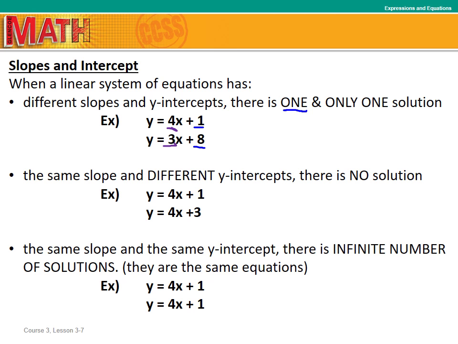When we have the same slope and different y-intercepts, there is no solution. If we see the same slope but different y-intercepts, those are actually going to be parallel lines, so they will never intersect. Last but not least, if we have the same slope and the same y-intercept, there is an infinite number of solutions, because actually they are the same equations. As you can see in the example, y equals 4x plus 1, y equals 4x plus 1, they are the same.